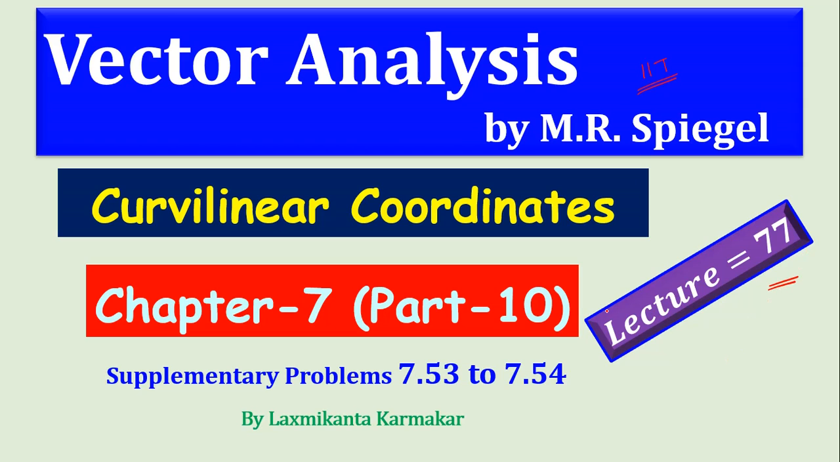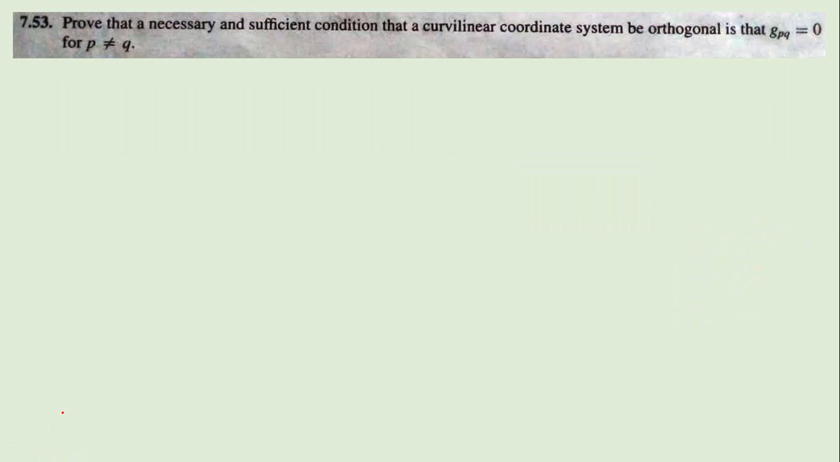In this video I want to solve the supplementary problems 7.53 and 7.54, which are in chapter 7 on the curvilinear coordinate system. So let's start with question number 7.53, which says: prove that a necessary and sufficient condition that a curvilinear coordinate system be orthogonal is that g_pq equals 0 for p not equal to q.